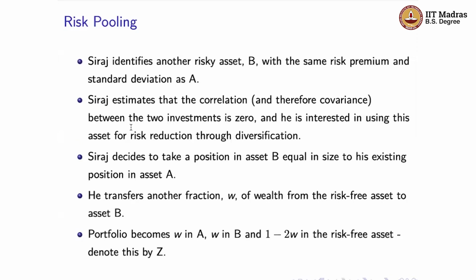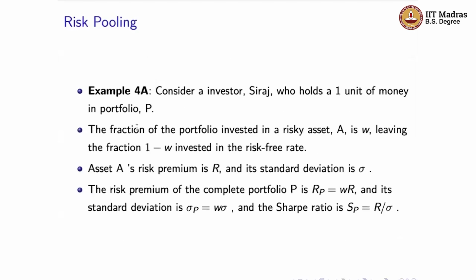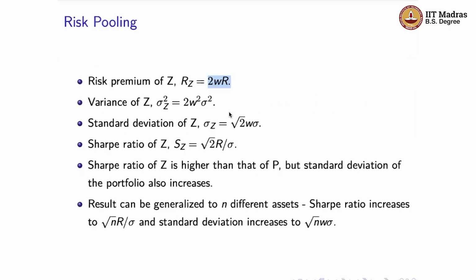You have got these uncorrelated assets. So earlier the standard deviation was W sigma. Now it's square root of 2 W sigma, right? So compared to the risk premium, which is increasing linearly in the number of assets on which you are investing this amount, the standard deviation does not increase linearly, right?